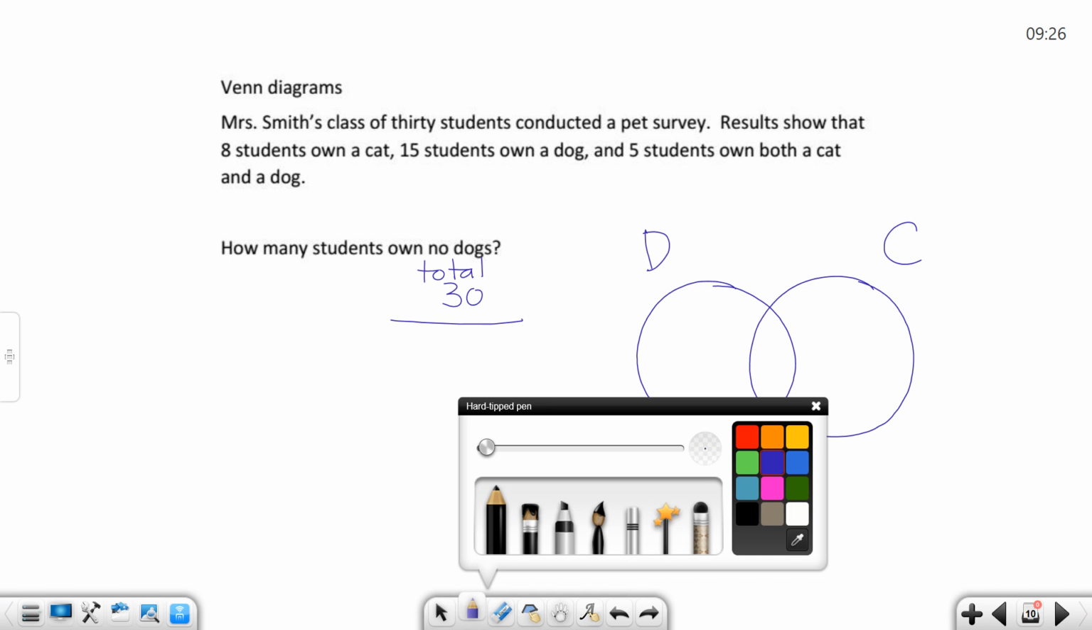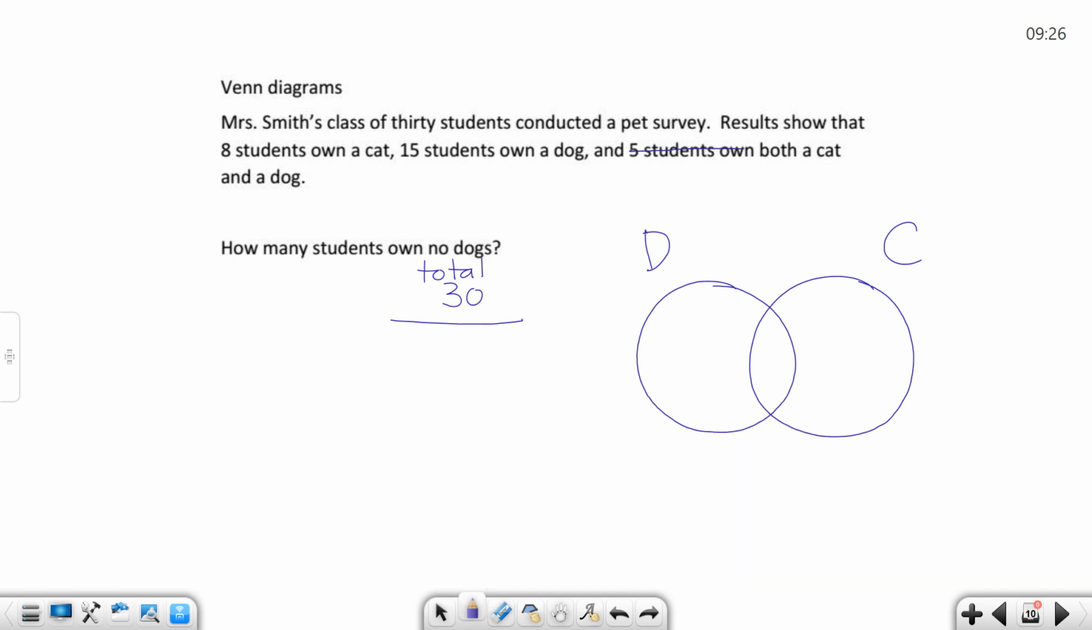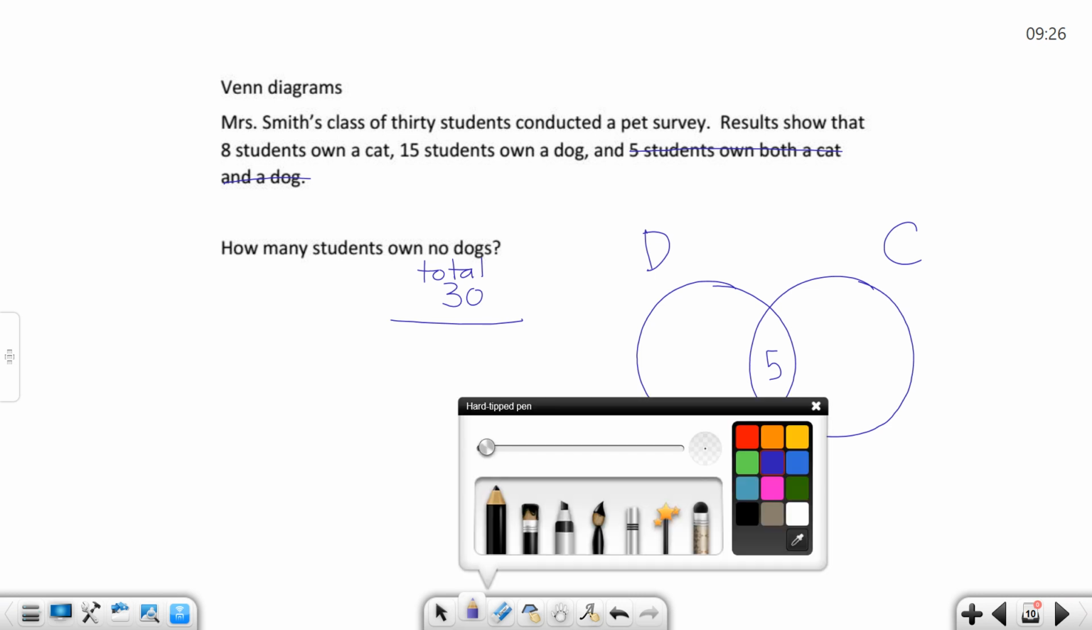So if you read through and start at the back and go forwards, it says 5 students own both a cat and a dog. Okay, so that's where I would start. Now go backwards from that.